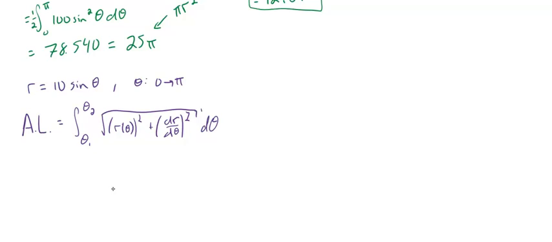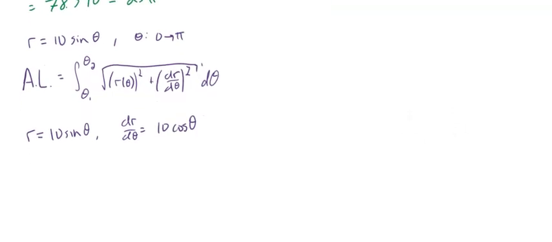So r of theta is going to be this 10 sine theta. The theta 1 and the theta 2 are going to be the 0 to pi. So I'll write r equals 10 sine theta, comma, dr over d theta is just the derivative of this thing right here. That's an easy derivative. It's just 10 cosine theta. You should know that one. So I need to plug those guys in.